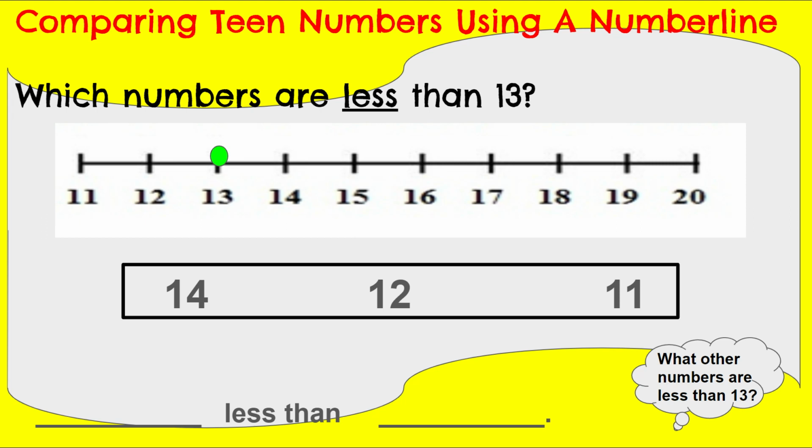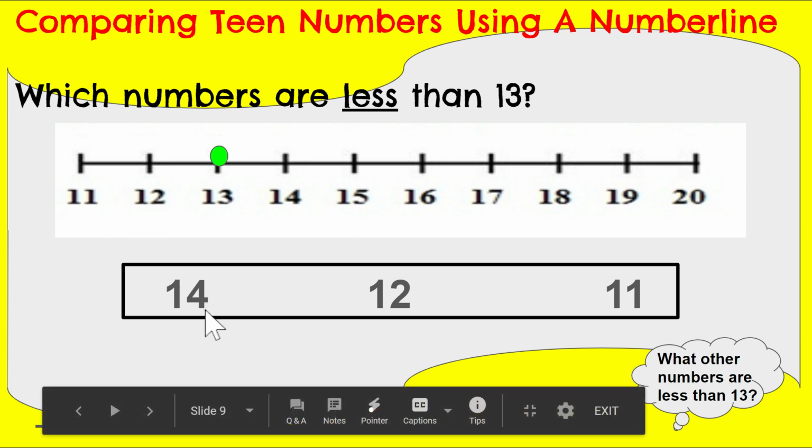All right. Let's see which numbers are less than 13. So this time our special number is the number 13. And remember, the numbers that are less than are the numbers that are on this side to the left, the ones that get smaller. And these numbers are greater. So we don't want to look at these numbers today. Right now, for this practice, we want to look at the ones that are less than over here.